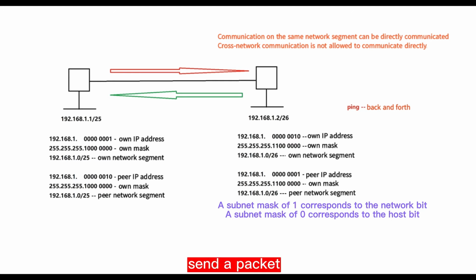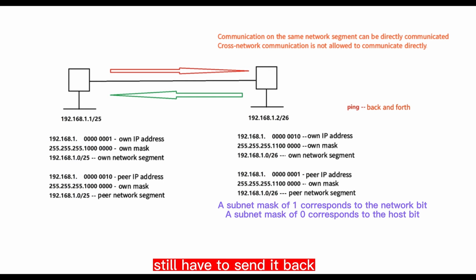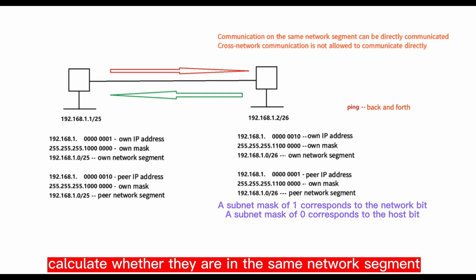Send a packet. Send back a packet. Now I want to actually do network communication. Just sending this data packet will not work. It still has to be sent back. So before sending it back, PC2 also needs to perform calculations. Calculate whether they are in the same network segment.